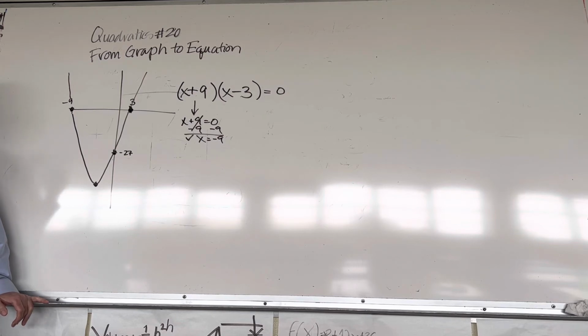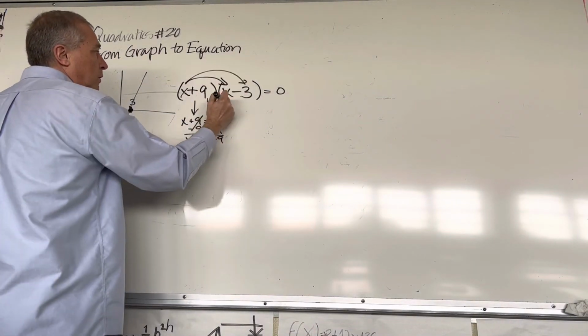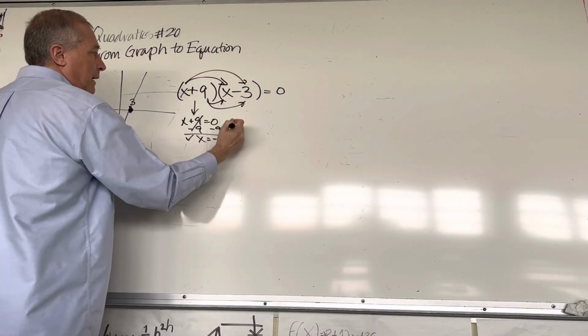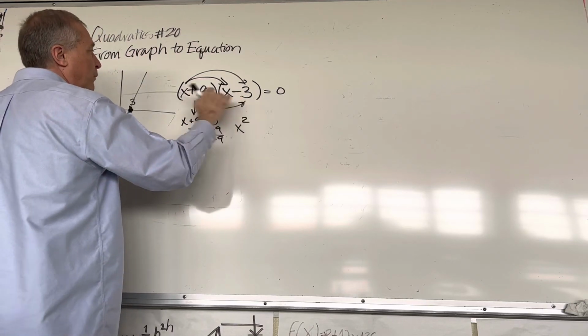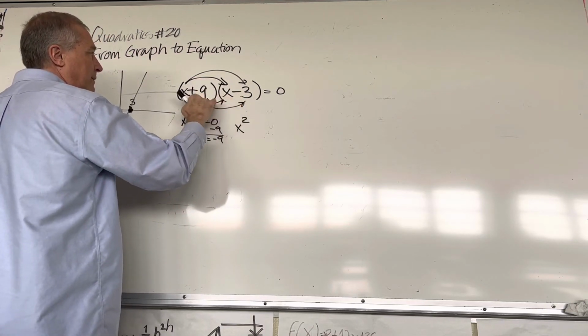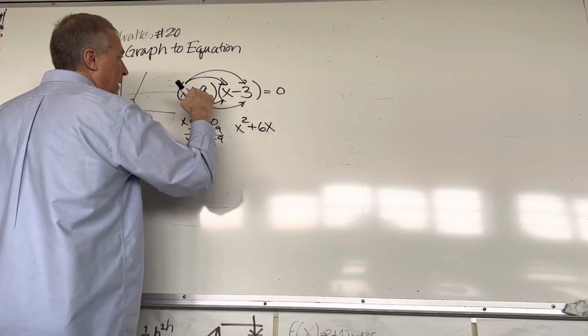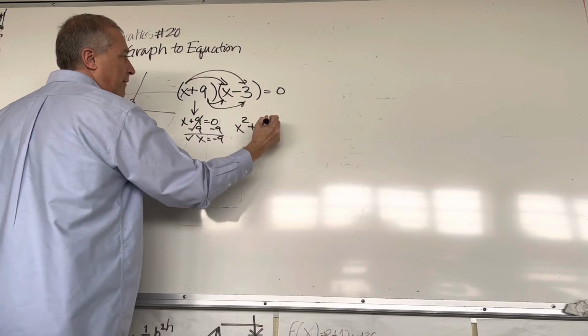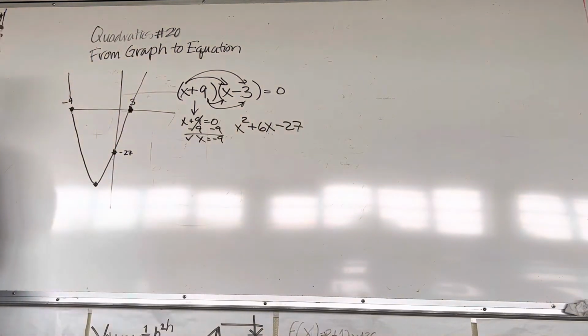So once you have this, what's the actual trinomial? Now just do our 1, 2, 3, 4, and I get x squared. Outside is negative 3x, inside is 9x. 9x minus 3x is plus 6x, and 3 times 9 is 27, and it's negative. That's the actual equation of this parabola. You see the process? Yes. You want to do the next one?